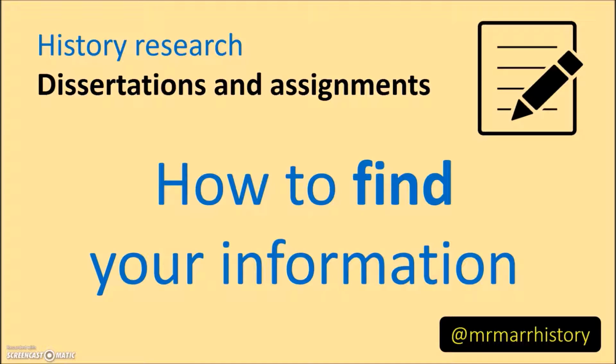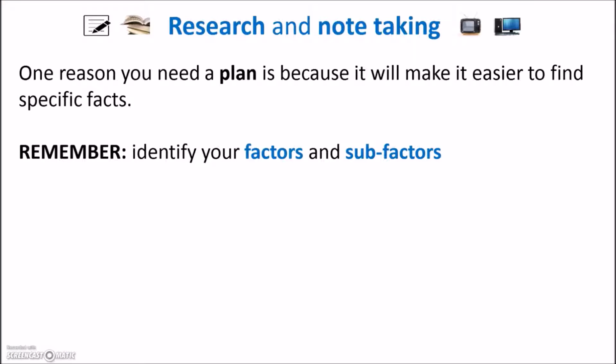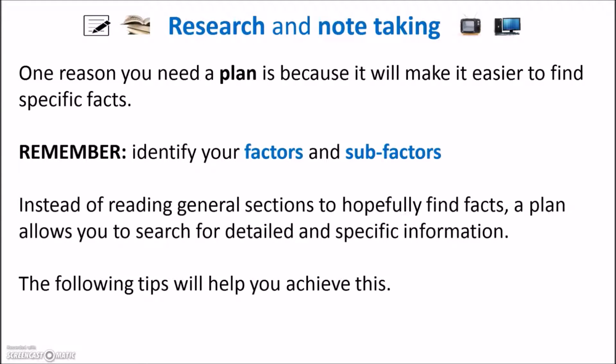Let's consider now that we've identified our sources, how we go about actually finding our information, using them in the most effective way. Remember, the first thing that we need is a plan, because once we've got our plan, we know the factors and sub-factors that we're looking for, and by doing this, it makes it much easier to find the facts we need. Instead of just simply reading general sections, this will allow you to look for specific facts, and the following tips will help you use this for different types of sources.